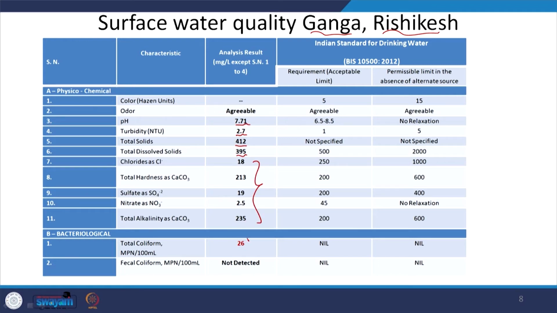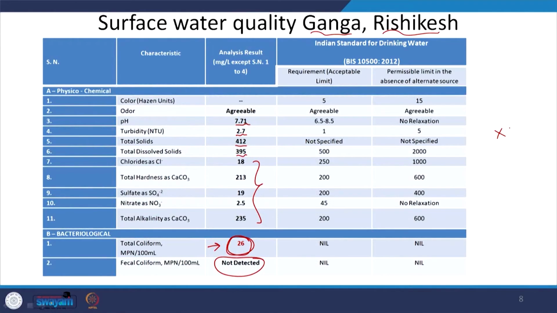But as you can see, the issue here is that total coliform, let us see, 26. Even though fecal coliform have not been detected, you do see that total coliform is there. So, it is indicative of gut bacteria or contamination by human feces and such. If not human feces, more or less gut bacteria, if I may say so. So, this water is not fit for drinking.